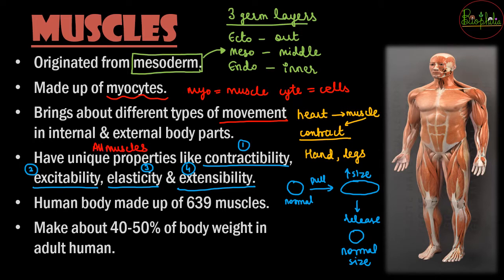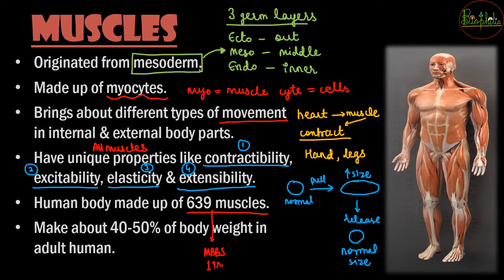Now, how many muscles do you have in your body? All muscles, how many are there? It is going to be 639 muscles total in your body. So this is a very large number, and once you enter your MBBS first year, you are going to have all these names of muscles to be remembered.